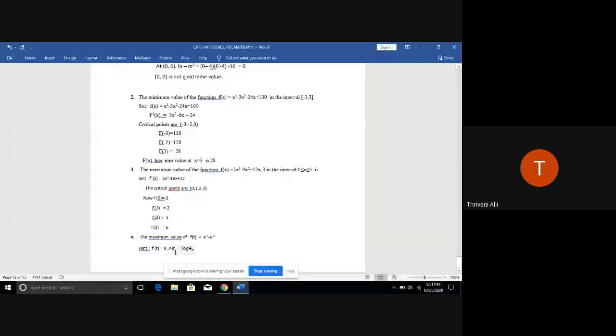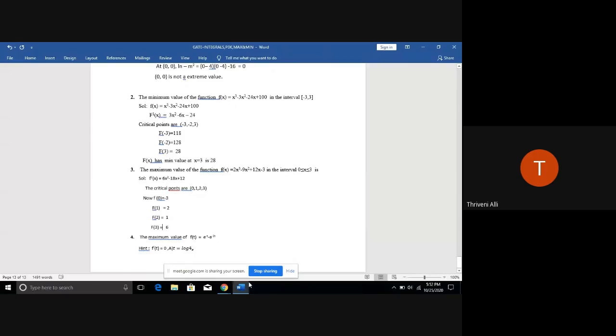Fourth question, the last one: find the maximum value. You can do this problem. Note down f of t equals e power minus t minus e power minus 2t. So here f dash of t is 0. So we get t equal to log 4 base e. This is the maximum value.